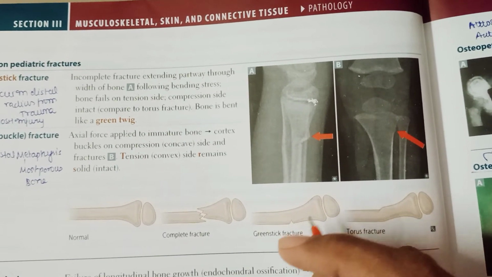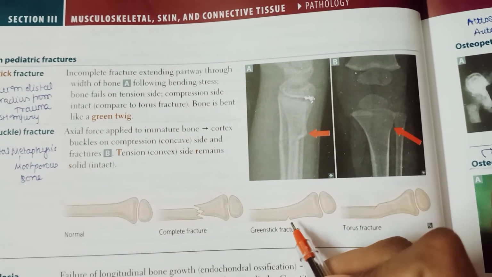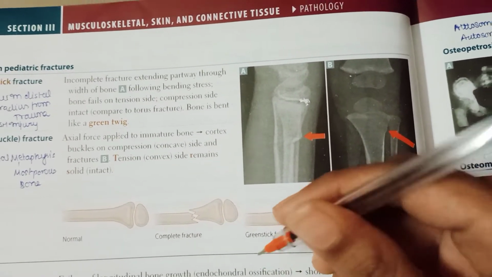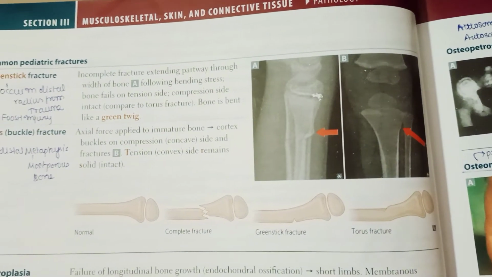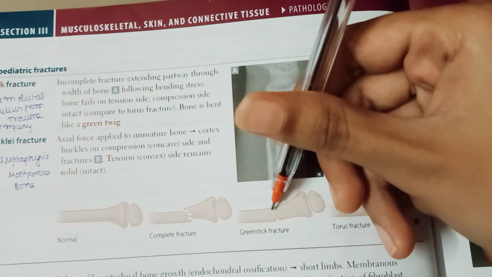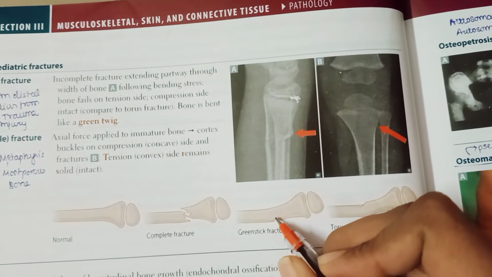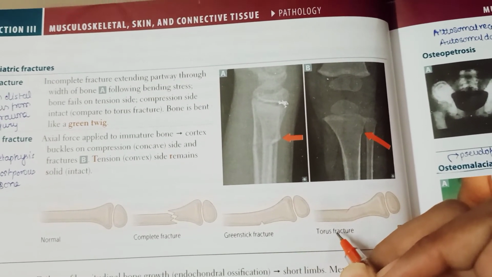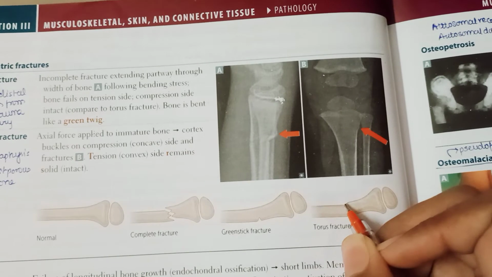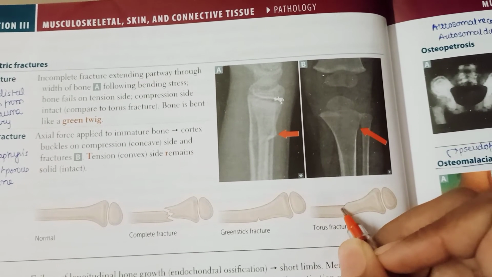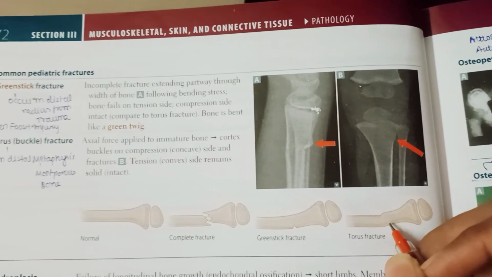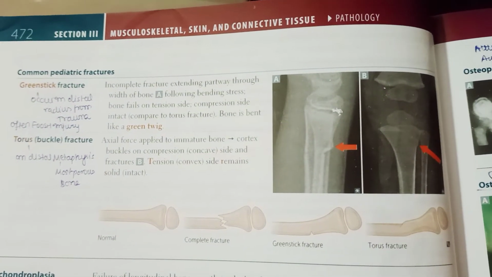So if the bone is bending towards this side, on this side there will be a fracture, but on the compression side there will be no fracture. For example, the compression is coming from this side, but the tension is towards this side, so this is a greenstick fracture. Torus fracture is opposite to that, where there is compression at that side you can see a buckling of the bone, whereas on the tension side it would be normal. So this is the difference between torus and greenstick fracture.